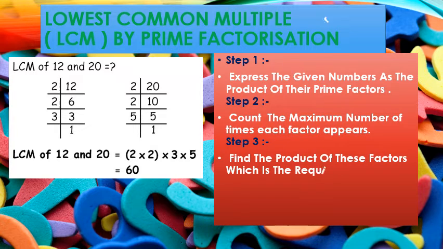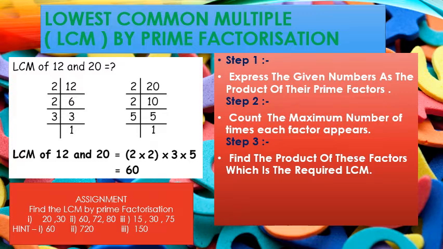Now, let's try a few questions based on that. The assignment is to find the LCM by prime factorization. Take your rough book. You can try 20 and 30. Find the LCM of 20 and 30. Second question, find the LCM of 60, 72 and 80. Third question, 15, 30 and 75. The answers are 60, 720 and 150.